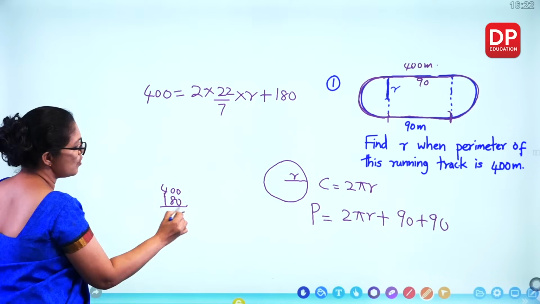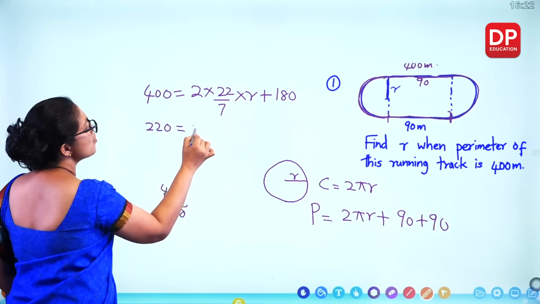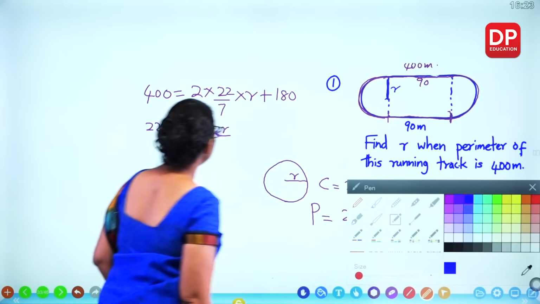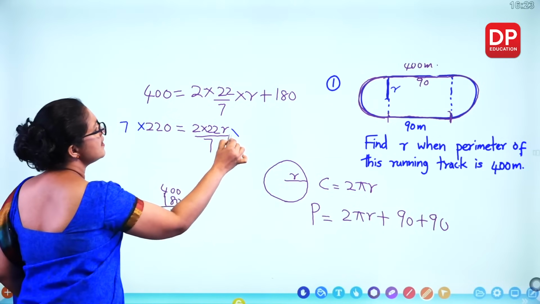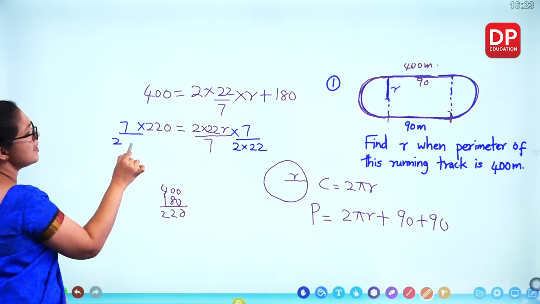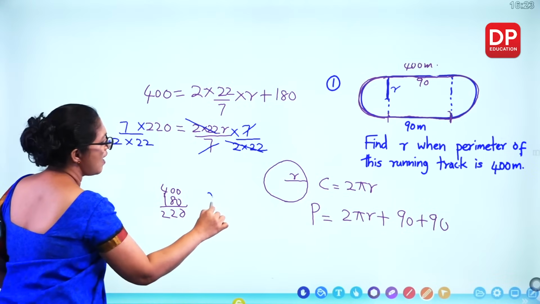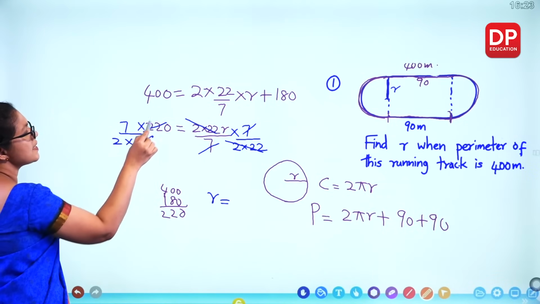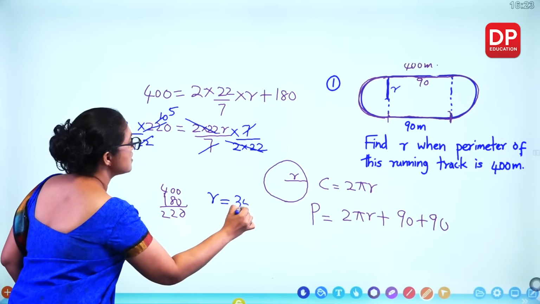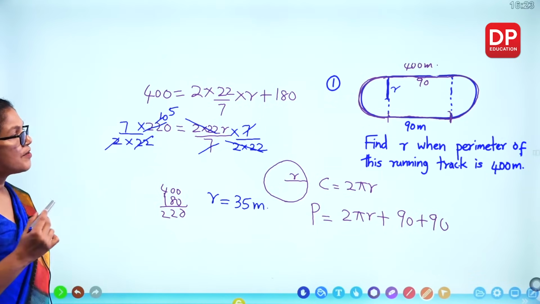400 minus 180, you get 220. So you can write 220 is equal to 2 times 22r over 7. How can we find r? I can multiply both sides by 7 and divide by 2 and 22. I can do the same thing here, divide by 2 and 22. So here this gets cancelled out with this one, you get r. So what is r? r is equal to 22 times 10, 220, 2 times 5, 10, 7 times 5, you get 35. What's the unit here? 35 meters as the radius of the running track.